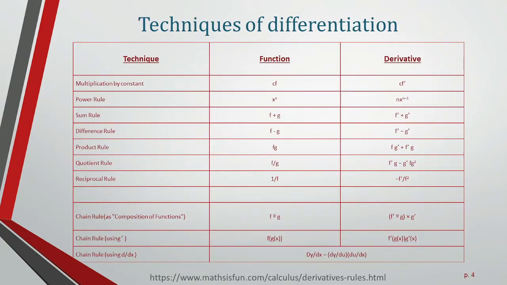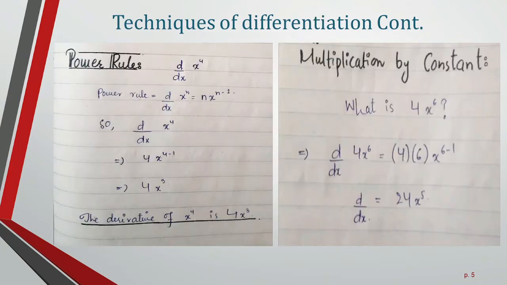So here are the techniques of differentiation, which we will discuss one by one. Firstly, the power rule. The derivative of x raised to 4. Firstly, write the power before the function. Here the power is 4. After doing that, subtract 1 from the actual power. Here 4 minus 1 is 3. So the derivative of x raised to 4 is 4x raised to 3.